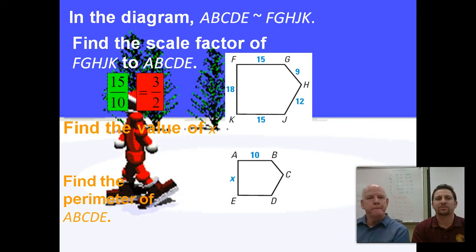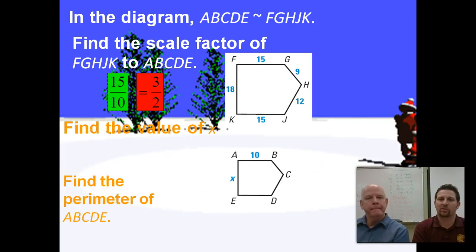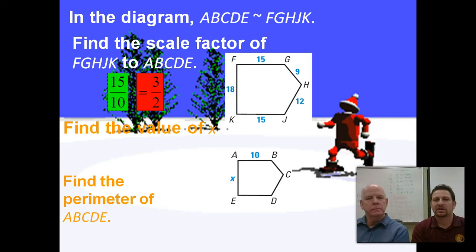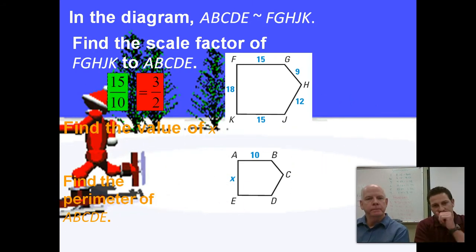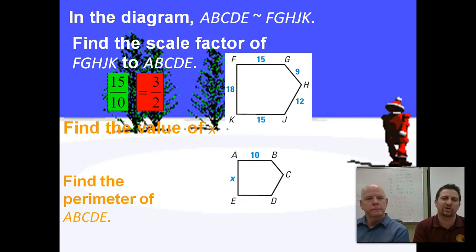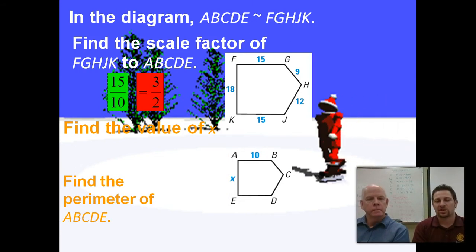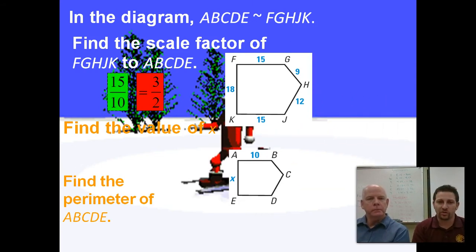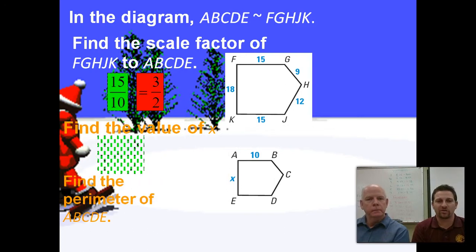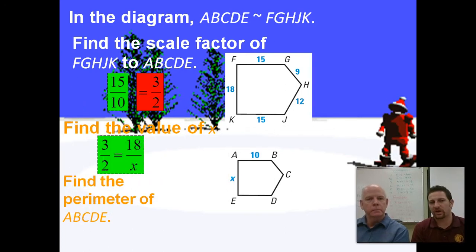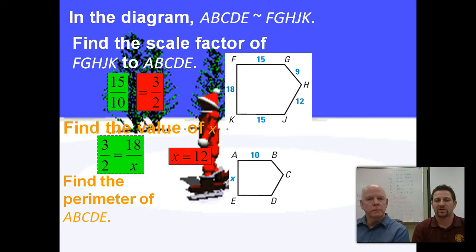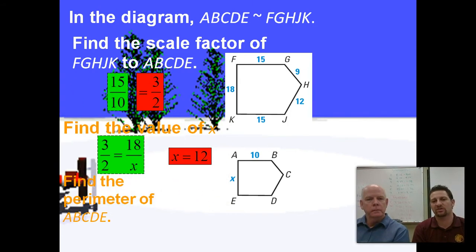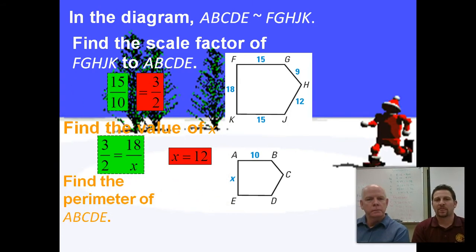All right, and now we want to find the perimeter of the ABCDE polygon. First we got to find the value of X, sorry. So let's set up a proportion here. 3 over 2 equals 18 over X. Cross multiply, 2 times 18 is 36, divide that by 3, and we get X is 12. So now we know side AE is 12.